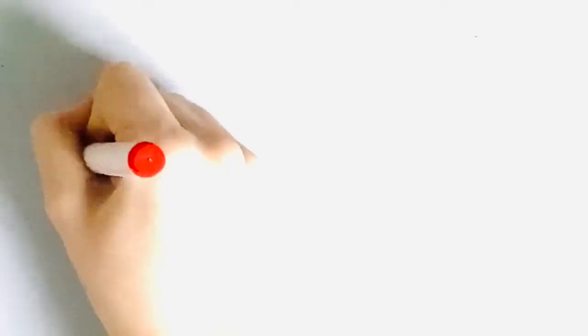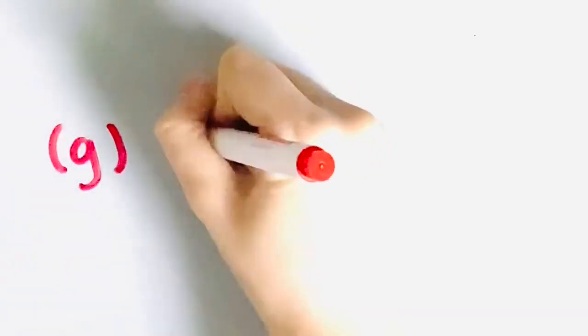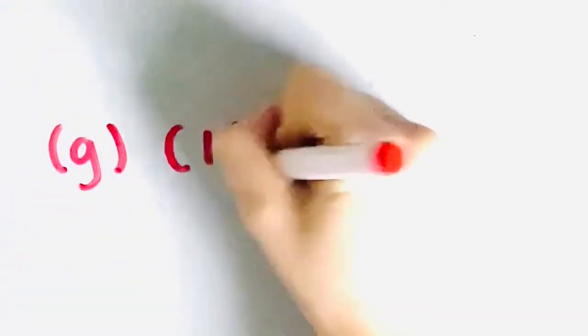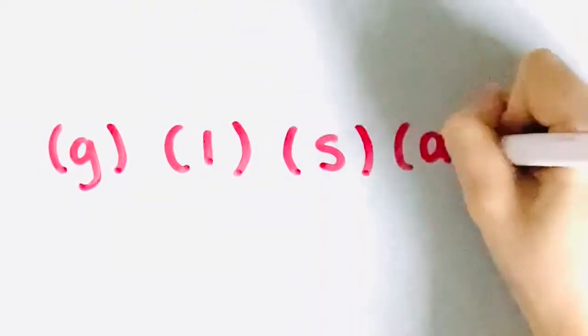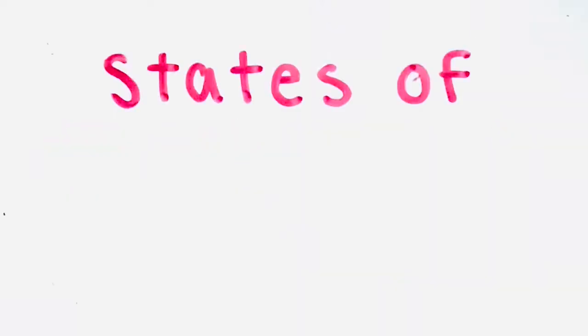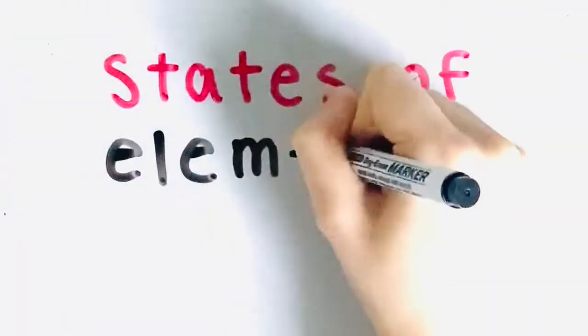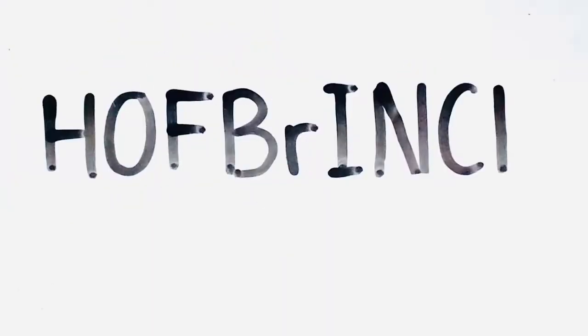All of these states will be written as subscripts next to their respective elements or compounds. Gas will be a lowercase g in brackets, liquid will be a lowercase l in brackets, solid will be a lowercase s in brackets, and aqueous will be a lowercase aq in brackets. Firstly, we will cover how to find the states of elements on their own.